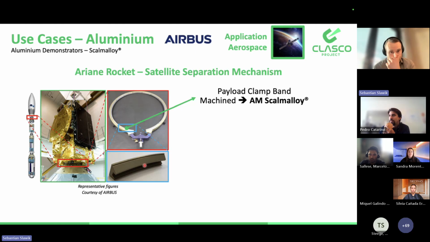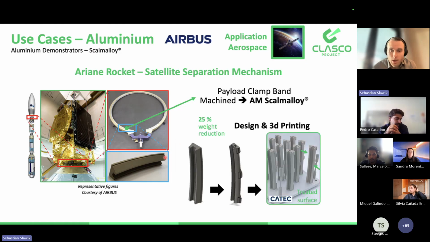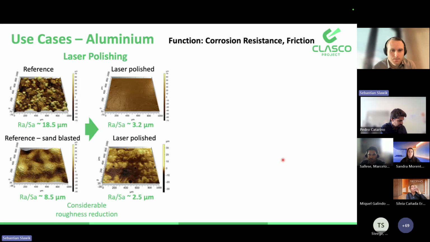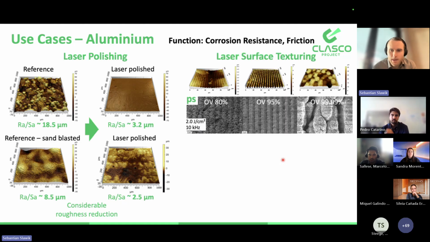The final use case part is the satellite's separation mechanism from the Ariane rocket, the GLAM band, which is shown here. And this also we did design optimization, and in all the components we achieved a weight reduction of more than 25%. And at the end, these are the treated parts. Also here we did laser polishing with considerable roughness reduction with and without sandblasting.